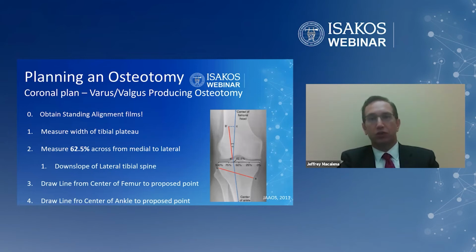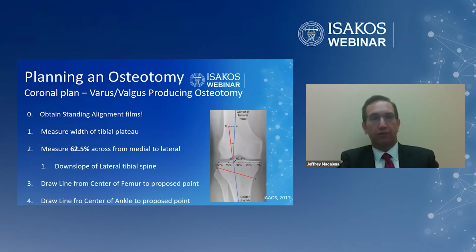The next step is to measure the width of the tibial plateau. And for a valgus producing osteotomy, for example, in this case, the tibia, choosing that point 62.5% across the tibial plateau from medial to lateral is desirable. And you can see that on the picture there. A good estimate is on the downslope of the lateral tibial spine. I think that's a good target. Now, again, if you're doing a femoral osteotomy or a varus producing osteotomy, probably doing it to neutral is fine. But to unload the medial compartment, for example, in this x-ray here, going to that 62.5% mark that Dr. Fujisawa described is desirable.